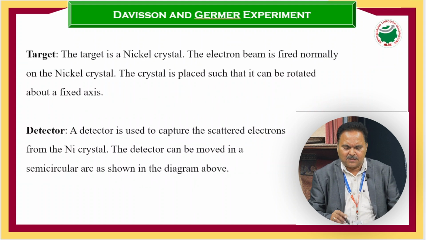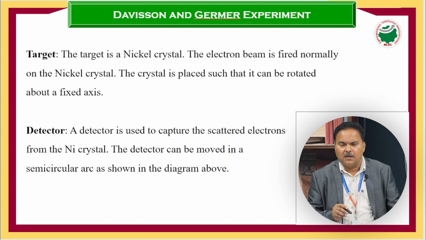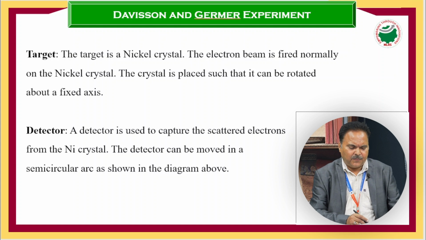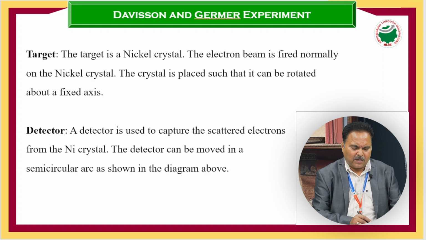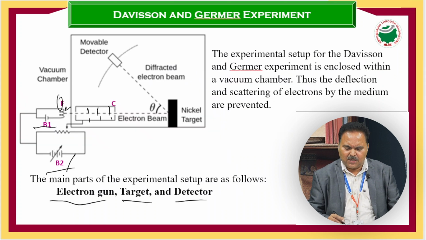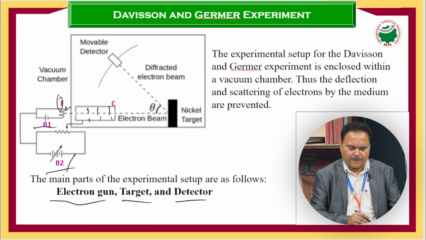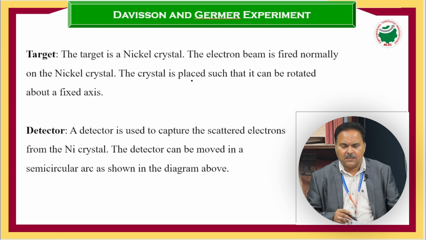Then the next one is the target. The target is a nickel crystal. The electron beam is fired normally on the nickel crystal. The crystal is placed so that it can be rotated about its axis. That means we can rotate the crystal according to the incident angle, since we require some particular angle. So here this crystal can be rotated. That is the target.